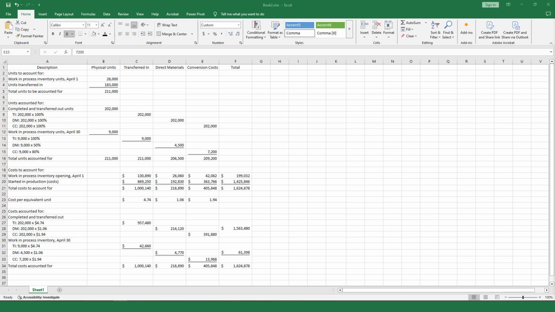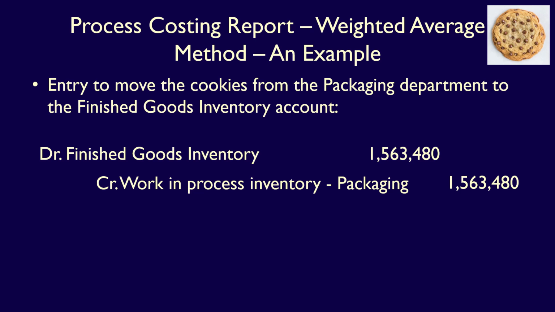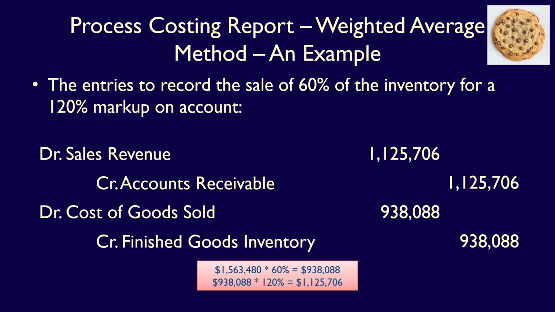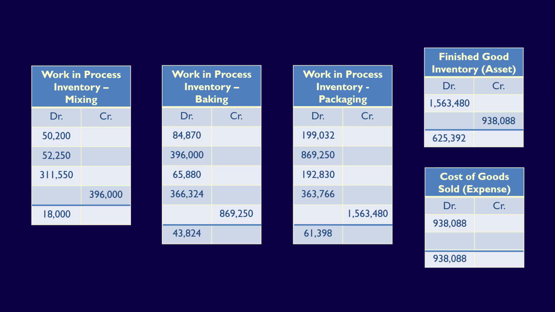This is the process costing report for the packaging department. This is the entry to transfer the finished goods to finished goods inventory from the packaging department. These are the entries required to record the sale as well as the cost of goods sold. And here is the updated T accounts. I hope you were able to solve this last process costing problem with transferred in costs.